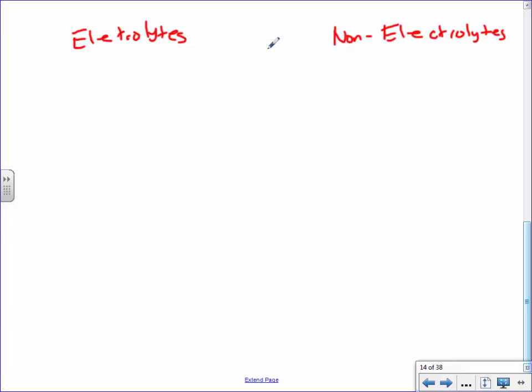Well, let's talk about them. What do electrolytes do? They conduct. Hence the name electrolyte, right? They conduct electricity. Non-electrolytes do not conduct. Intuitive sense so far, right?